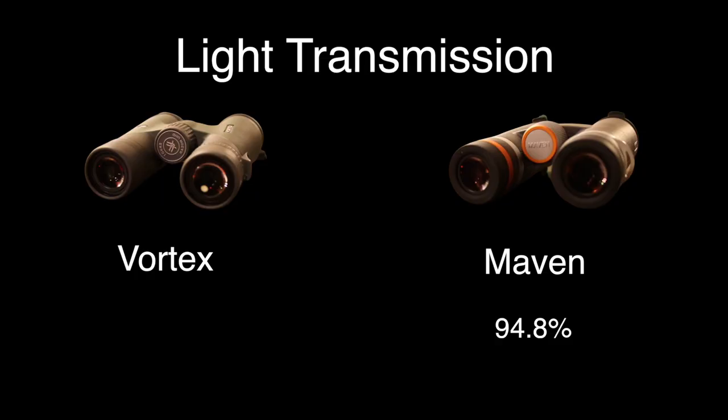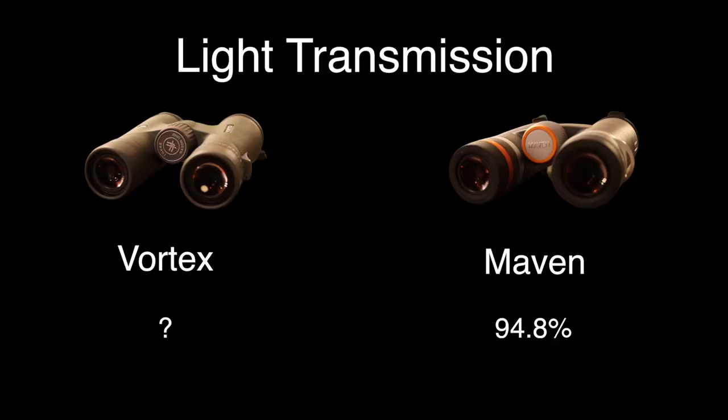And the last thing I want to talk about is a very, very important one. And seeing this is what made me decide to pull the trigger and get the Mavens. That's light transmission. That's essentially how much light goes through the binoculars and to your eye. For the Mavens, I found that they have light transmission of 94.8%, which is phenomenally good. It's as high as anything I've seen. For the Vortex, I searched and searched and searched on the internet and could not find what percent light transmission there was for those Vortex UHDs.